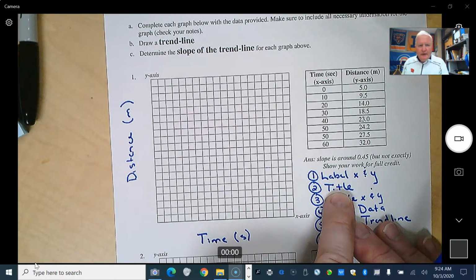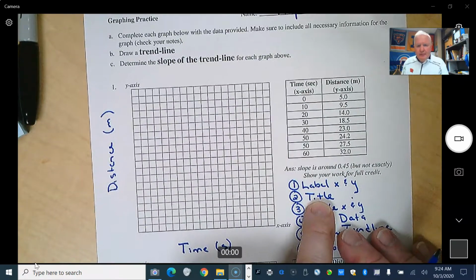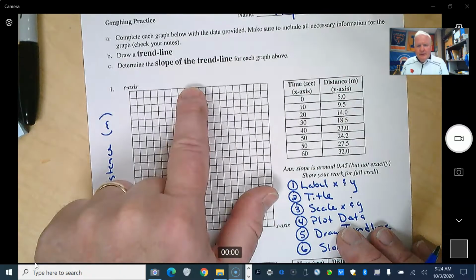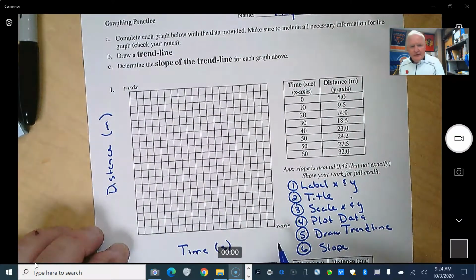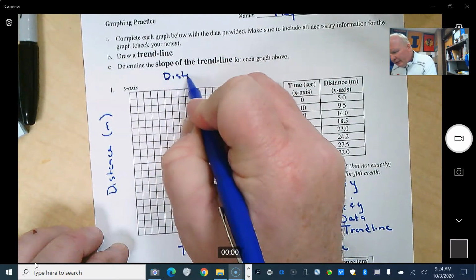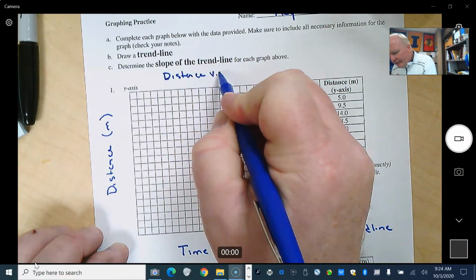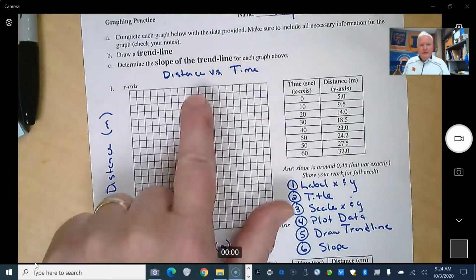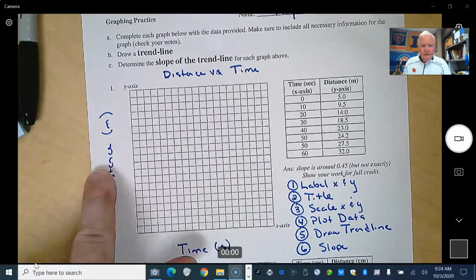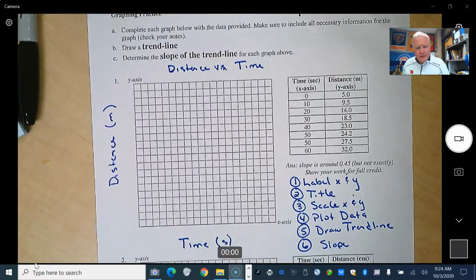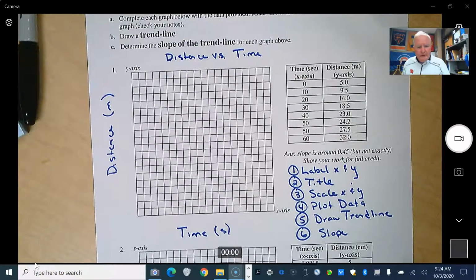So the next thing is the title. So why do we have a title? Well, sometimes in books and in tests, they may not tell us what's here, but they will give us a title. And a title always tells us the same thing. It's the Y, so distance, versus the X, or time. And so if you just had the title, you should be able to know distance is here and time is here. Okay, so that's step 2. We're really doing well. That doesn't take very long.